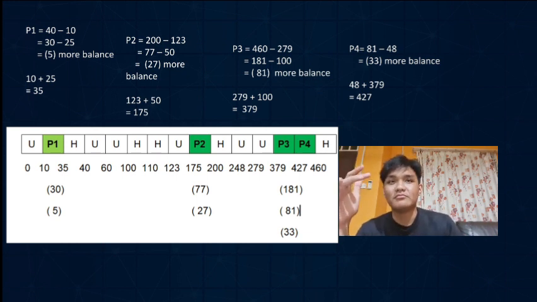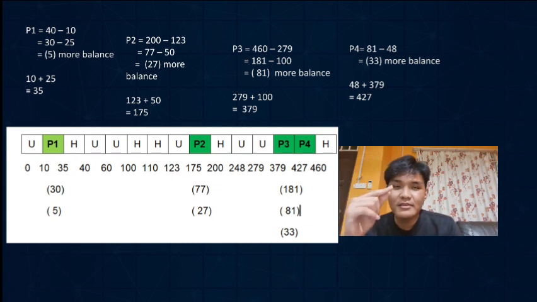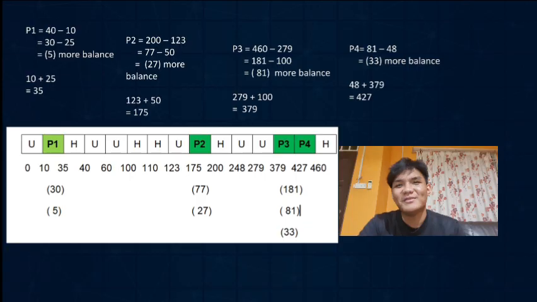So 48 minus 81, sorry, 81 minus 48, and as you can see there, you get 33. And the last updated data, you can see it there, is 427.